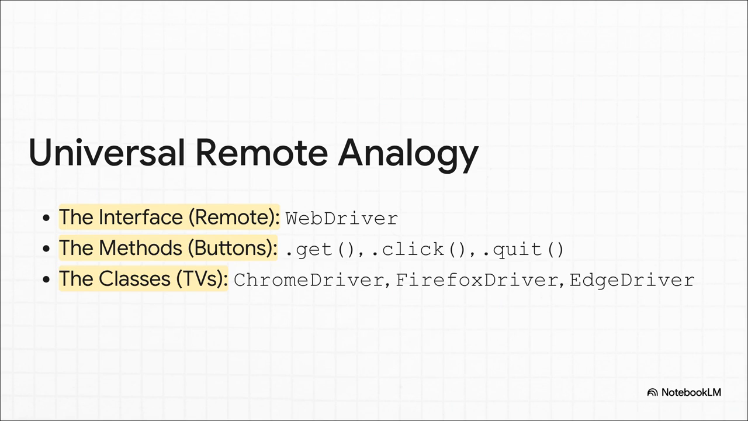Honestly, the perfect way to think about this is a universal remote. The WebDriver interface is the universal remote. The methods like .get, .click, and .quit are the buttons on that remote. Power, channel up, volume down. And the different classes, ChromeDriver, FirefoxDriver, they're like your different brands of TVs. They are completely different on the inside, but they have all agreed to follow the universal remote contract, so the same power button works on all of them.